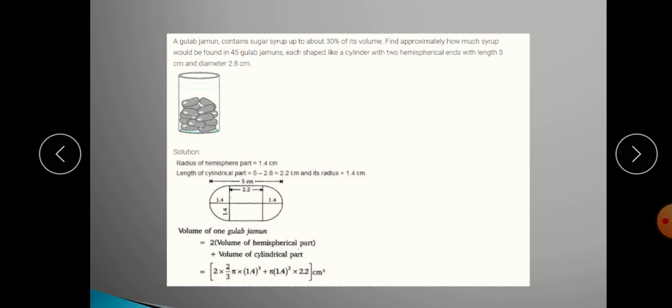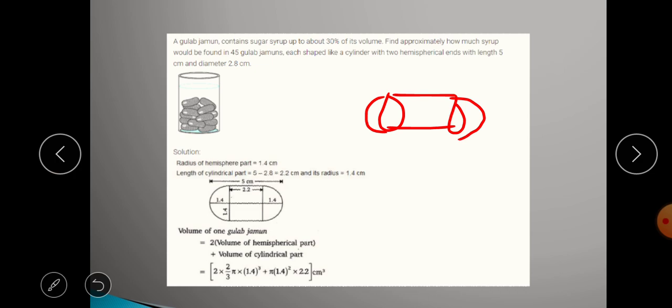Okay, it is shaped like a cylinder. The gulab jamun is, listen carefully, shaped like a cylinder with two hemispheres. This part is very important. A gulab jamun is a cylinder with two hemispheres. So here, like this, a gulab jamun is like this.